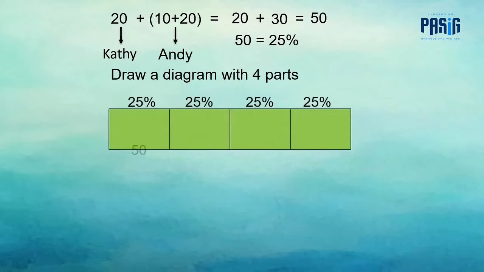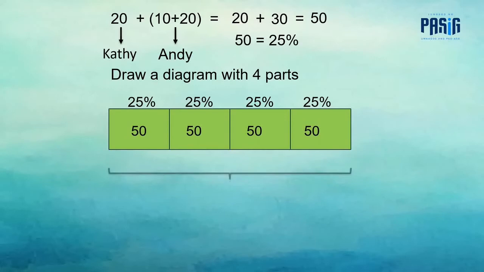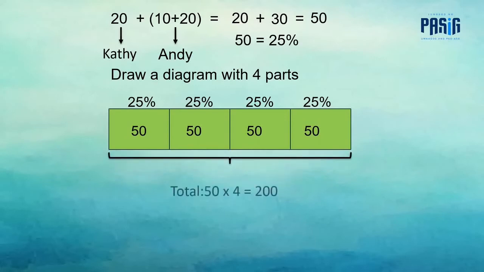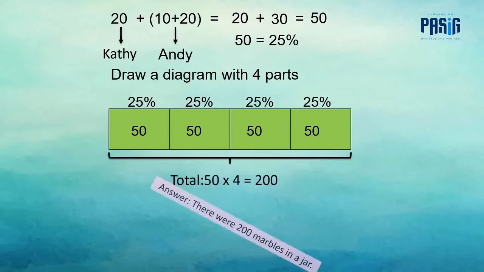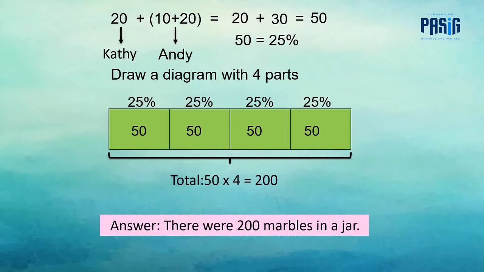One part is equal to 25%. One part is equal to 50 or 25%. Each of the remaining 3 parts is also equal to 50. To get the total, 50 times 4 parts is 200. The answer is, there were 200 marbles in a jar.